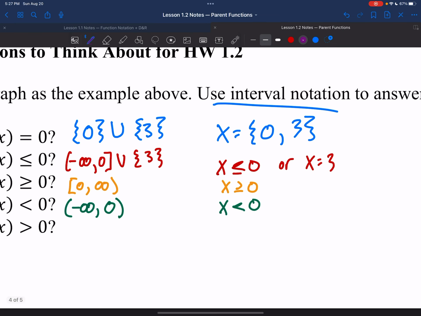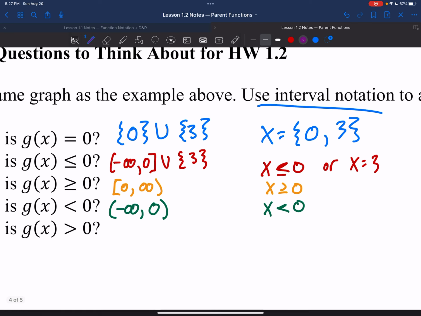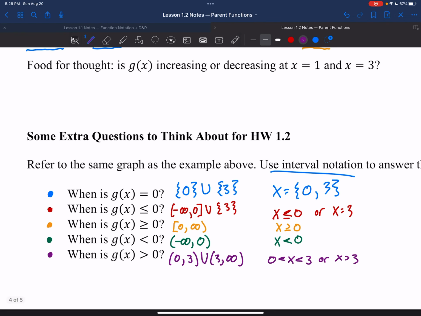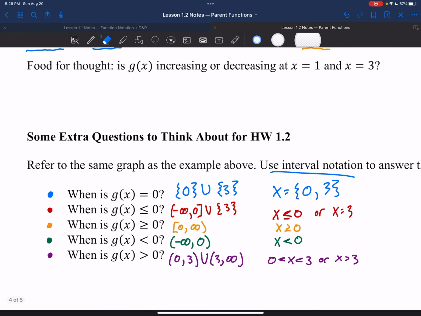So this interval, if we did an inequality notation type thing, we'd say that x is in between 0 and 3, or x is greater than 3. But in interval notation, we would write that as between 0 and 3, not inclusive, unioned with 3 to infinity. And that is how we would define all of those little things.